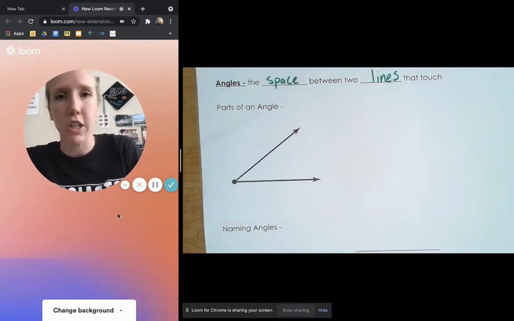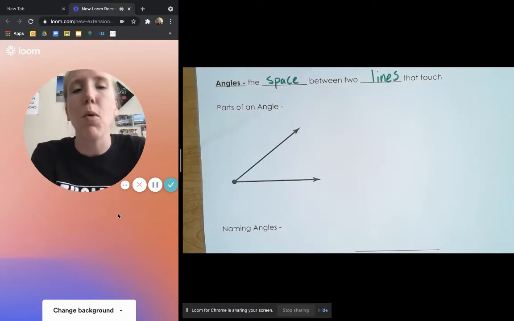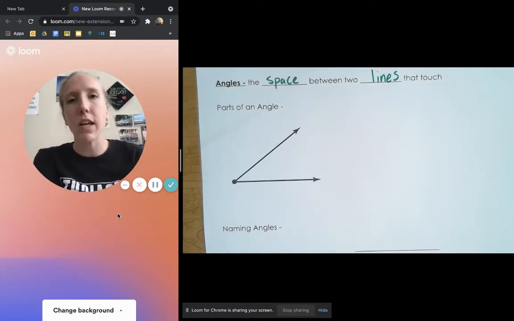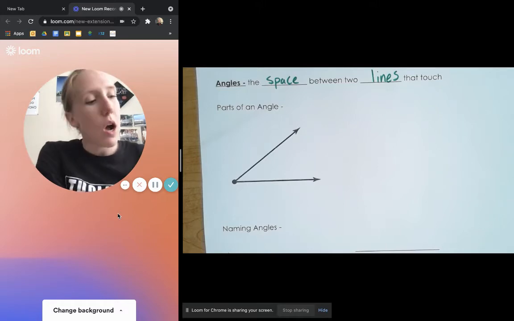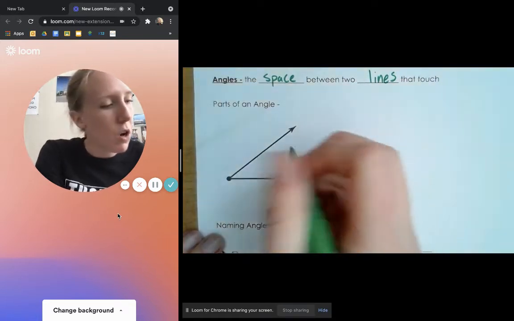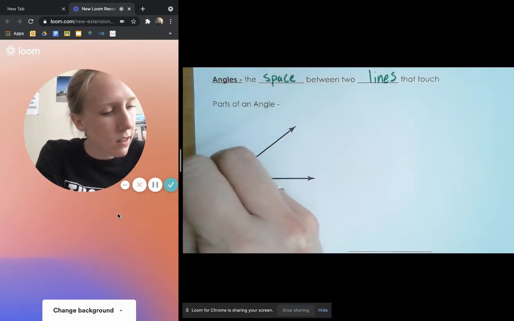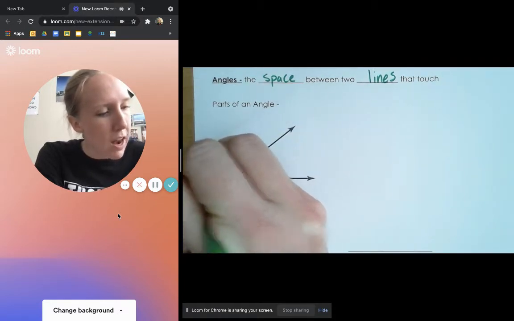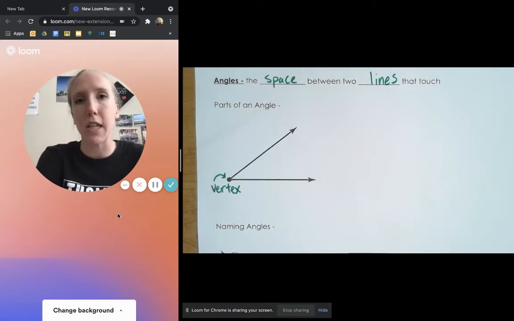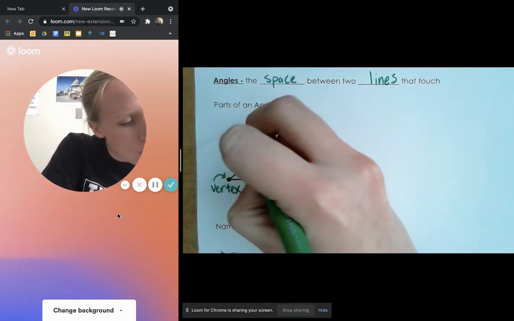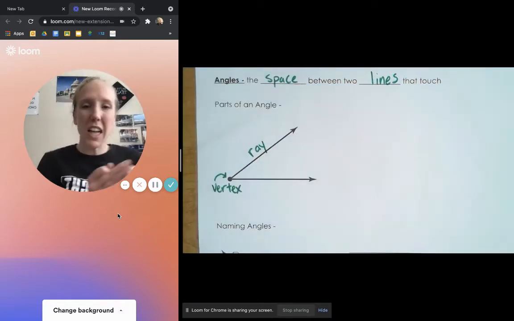Earlier in your education, you probably learned it as a point or a corner and lines or sides of an angle. But now that we're getting into more advanced stuff with angles, we're going to use very specific math vocabulary. The first part of an angle that's really important is called the vertex, and that is the point where the angle comes together.